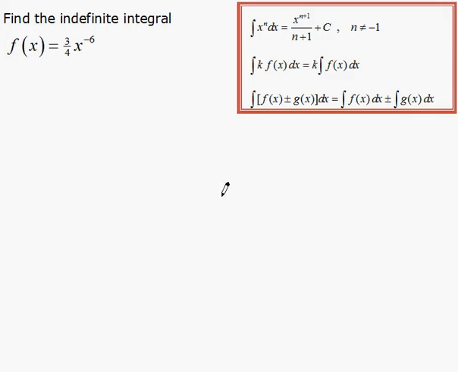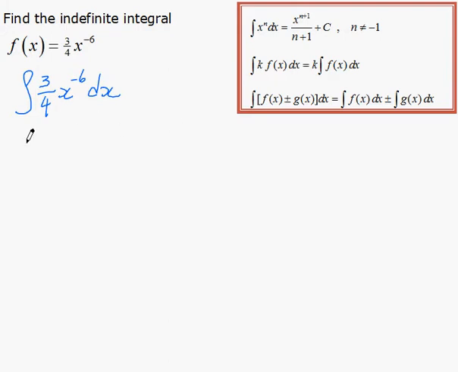In this example, trying to find the indefinite integral for a given function, we're going to use the three rules that we've covered in class so far, and in this example, focus on the first two. So we'll begin by rewriting it as an integral. The integral of 3 over 4 x to the minus 6 dx.